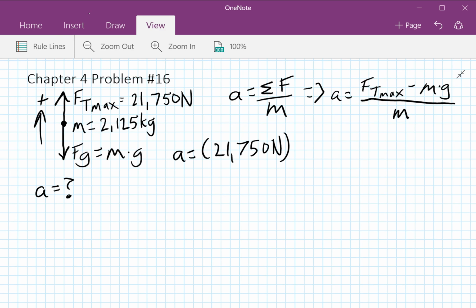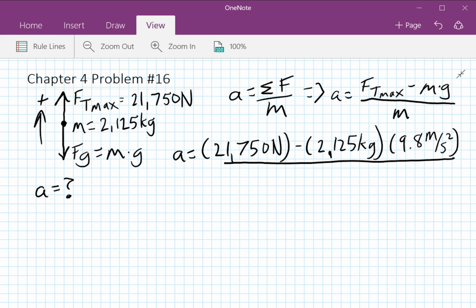21,750 newtons minus 2,125 kilograms times 9.8 meters per second squared, all divided by 2,125 kilograms. So the acceleration equals 0.4353 meters per second squared, and that would have been positive.